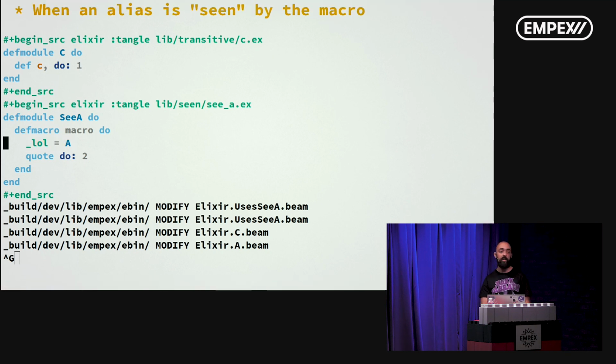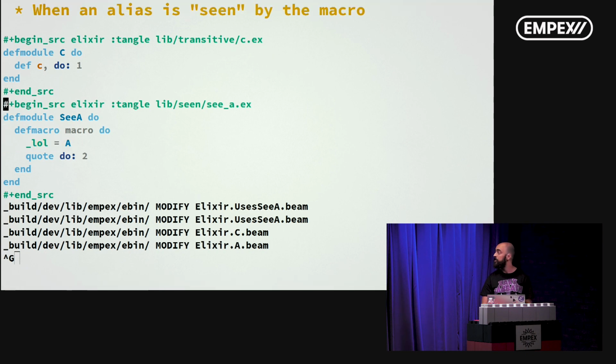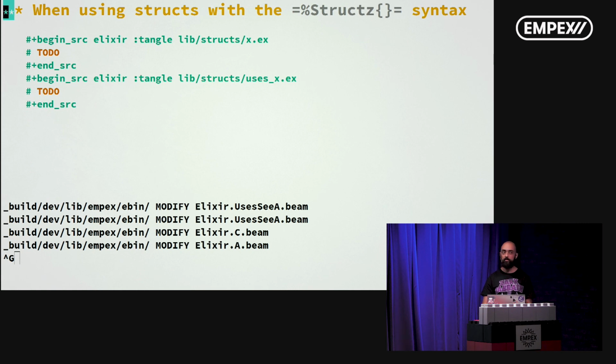The compiler has no way to know if this A is going to be used for something, if it's going to be used to generate code. So it creates a compile time dependency nonetheless. And this is one of those tricky problems. When we use structs, how much time do we have? 60 minutes. Well, I'm gonna speed up things a little bit so we can go to what matters.